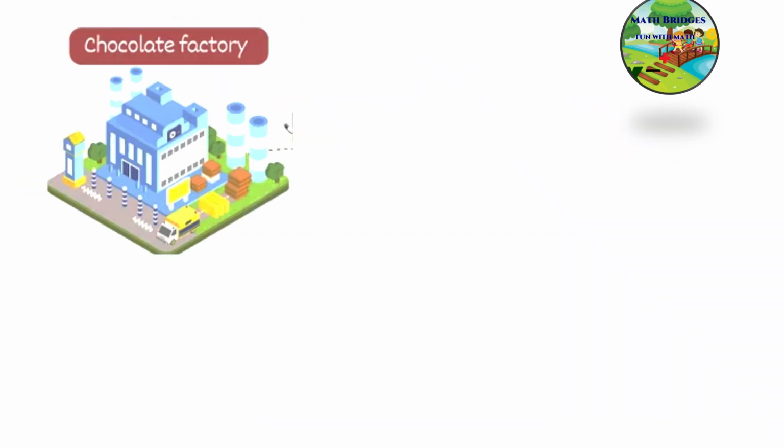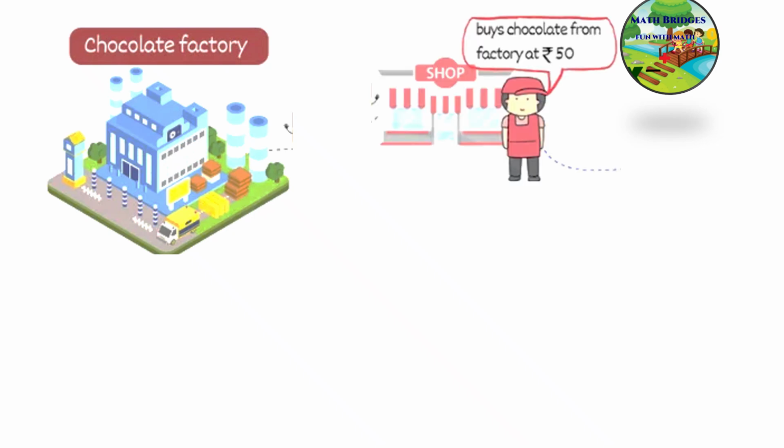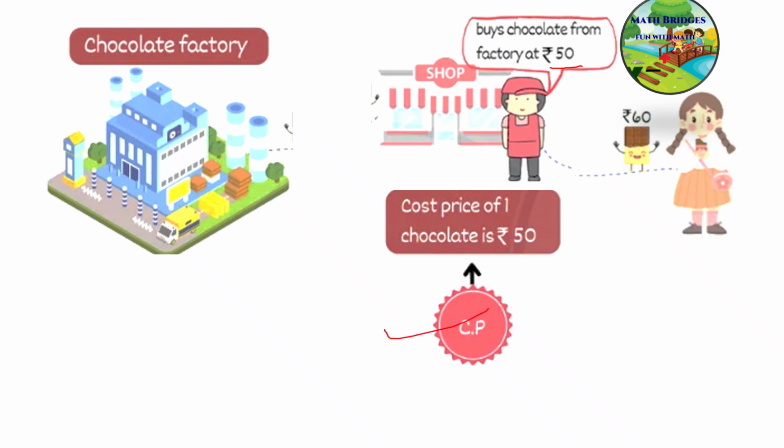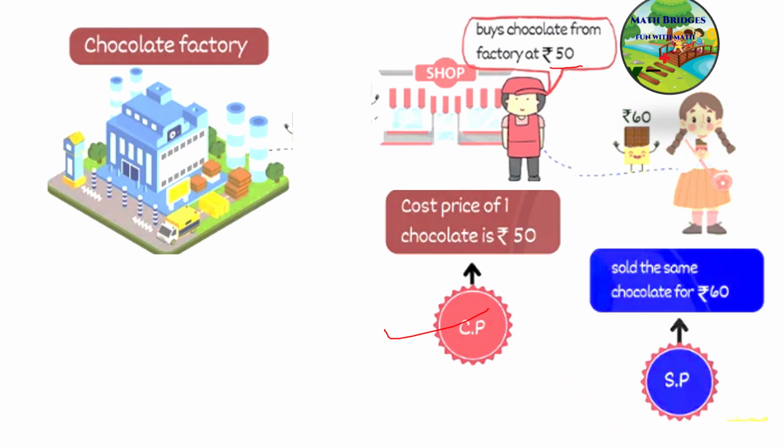Let's see with simple examples what we mean by loss and profit. Here there's a chocolate factory. A person named Arun buys a chocolate from the factory at the cost of rupees 50. That means the cost price of one chocolate is 50 rupees, which we call CP. What will Arun do? He sells the same chocolate to Shanvika at the cost of rupees 60. That means it is the selling price.